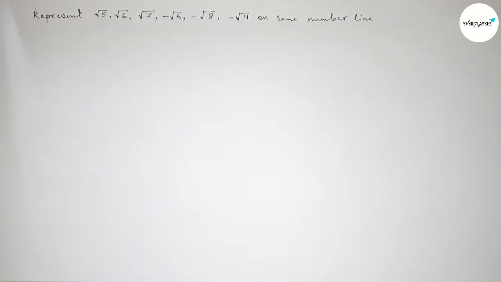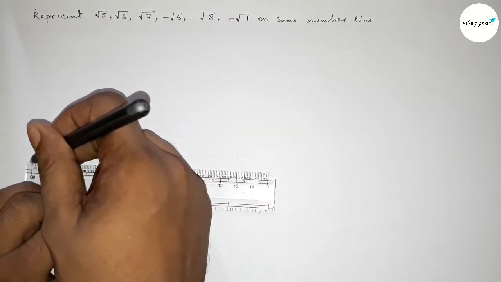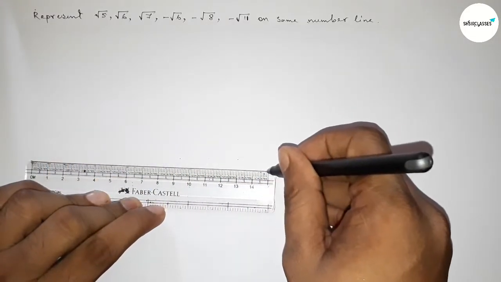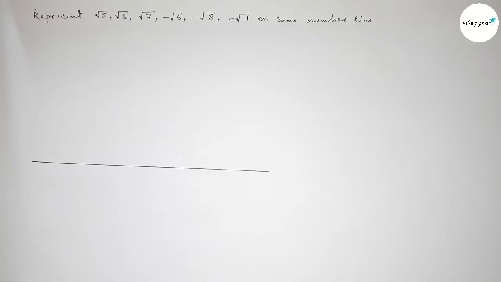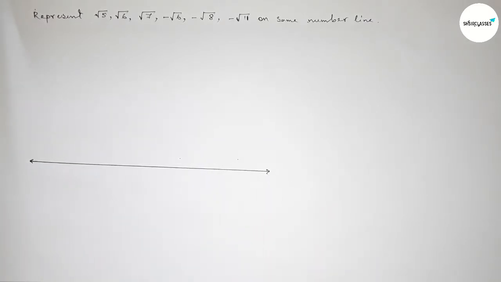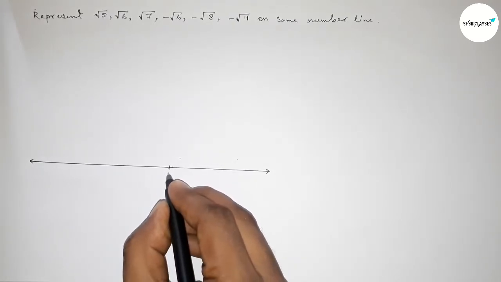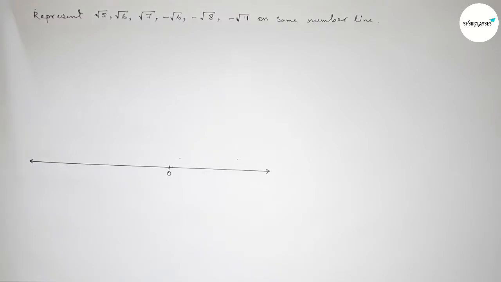First of all, we have to construct a number line. So first, drawing here a line of any length and taking arrow marks on both sides this way. And now taking here a starting number. So taking here a starting number 0.